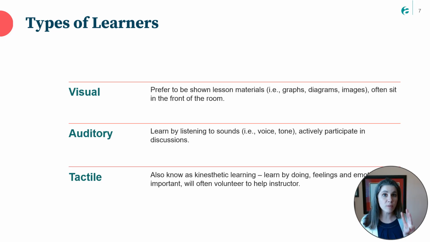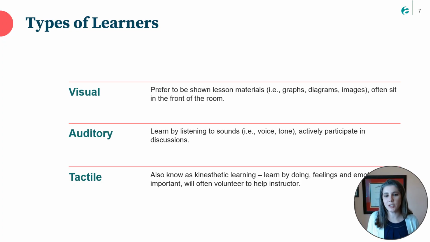We also need to know what that person's learning style is. And there are three different types of learning that we should be aware of. The first is a person who is a visual learner. This is someone who's going to prefer to see lesson materials in forms like graphs, diagrams, images, and charts, and they're typically those people who are going to sit in the front of the room. They want to be able to visually see the information.